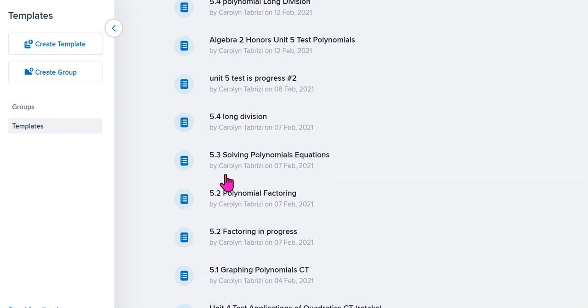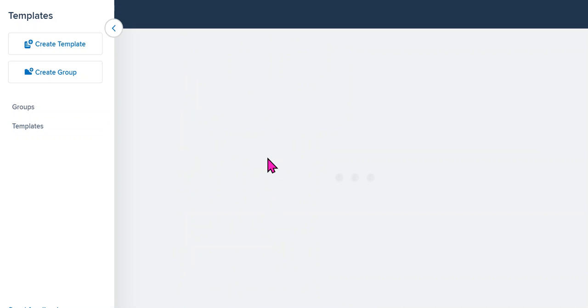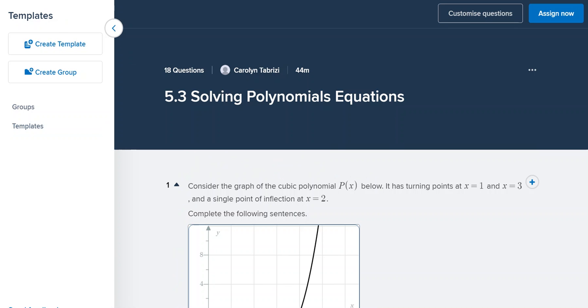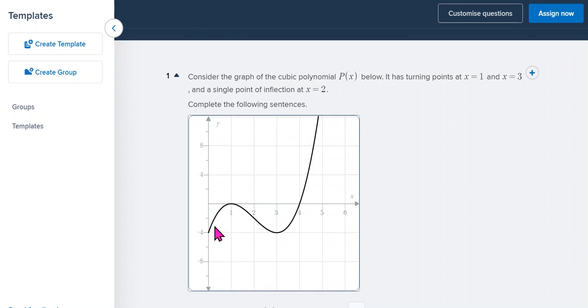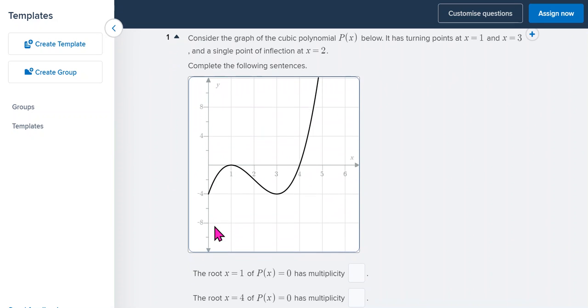Hello guys, so I'm going to start by going over the questions that you were asking about on the review day in class. And the first question comes from, let's do 5.3, number 2. All right, so right here we have, consider the graph.